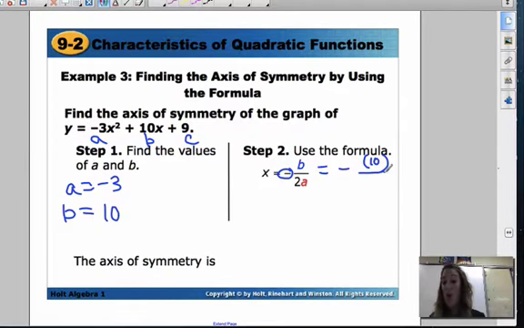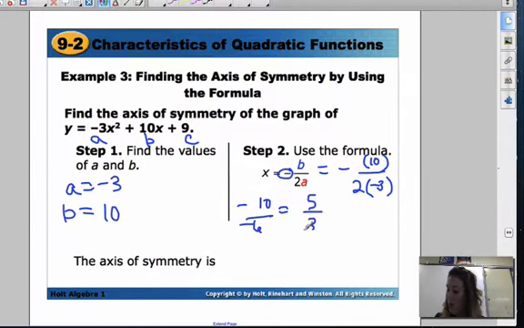So when I put all my values in parentheses, that helps me to identify what I'm entering. And then I put b over 2a, where a is negative 3. Okay, so I'm going to simplify. I have negative 10 over negative 6, which ends up being 5/3. So the axis of symmetry is 5/3.